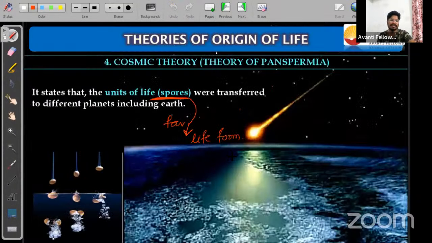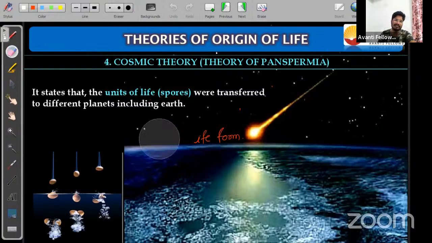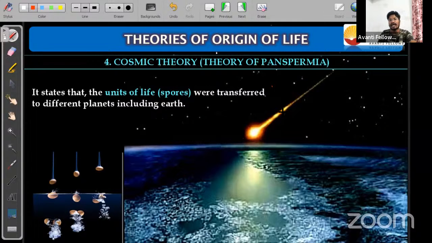दूसरा experiment, that is your cosmic theory or theory of panspermia. चलो चलते हैं theory of panspermia की तरफ. Panspermia के हिसाब से क्या कहा गया? From the universe, certain alien spore or something has come and fallen upon the earth surface. कुछ आया है earth surface के ऊपर in the form of spore.